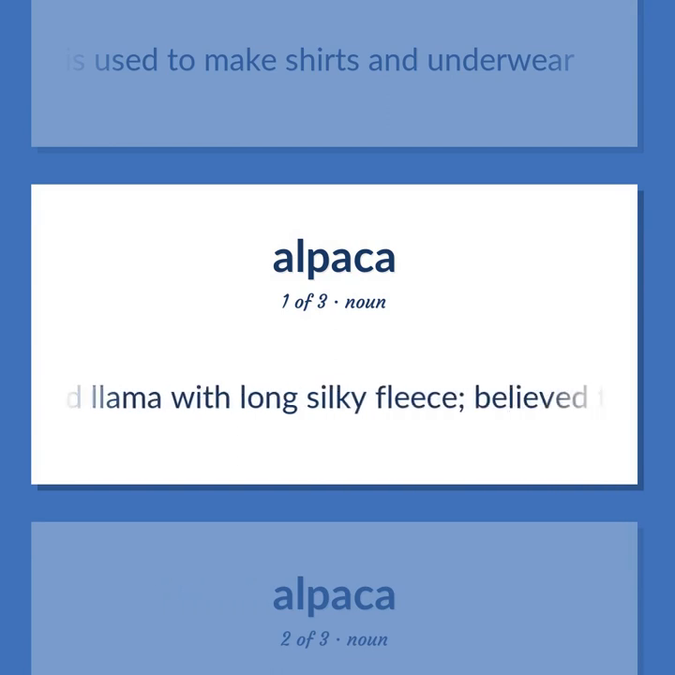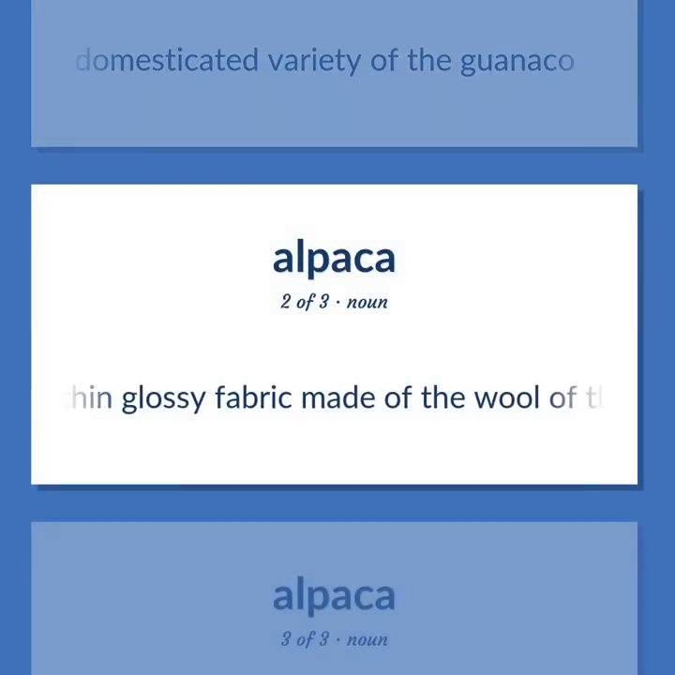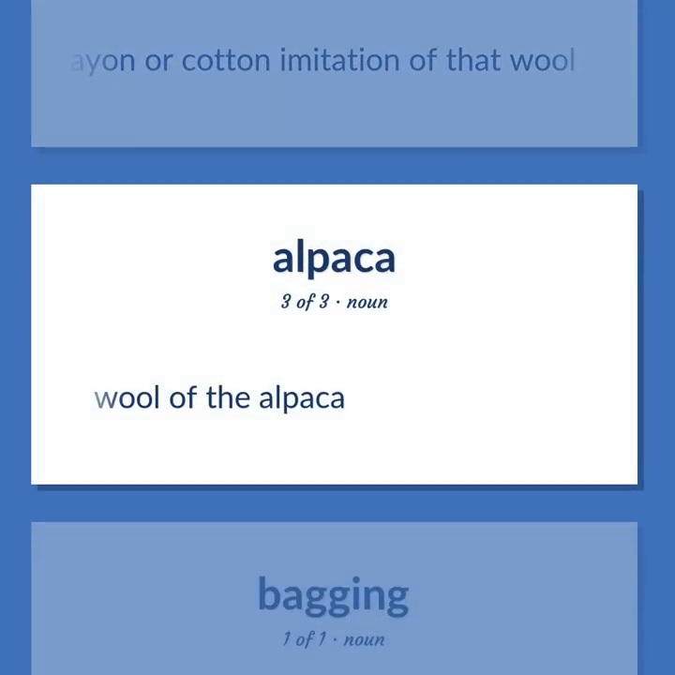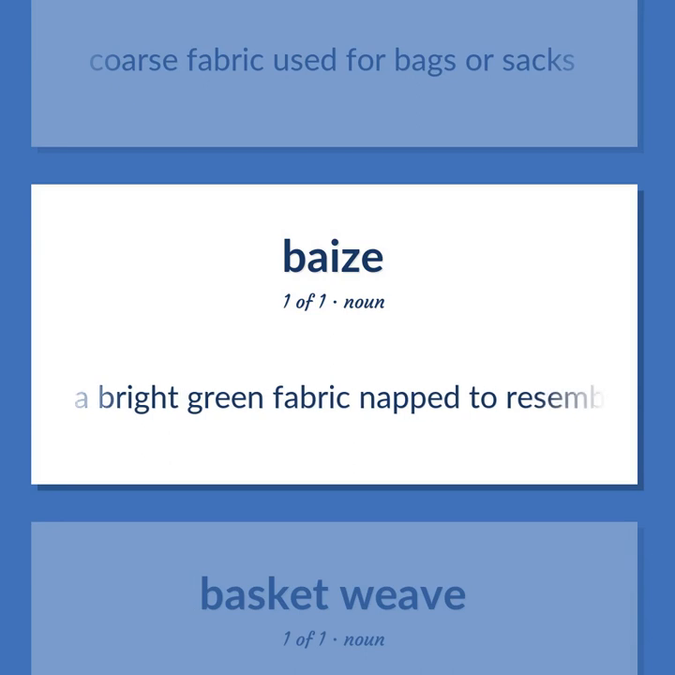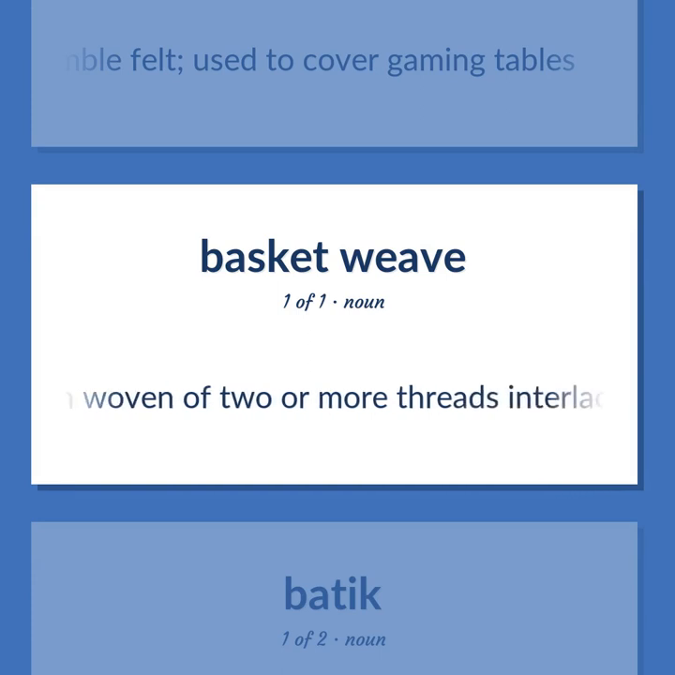Domesticated llama with long silky fleece, believed to be a domesticated variety of the guanaco. A thin glossy fabric made of the wool of the llama pacos, or made of a rayon or cotton imitation of that wool. Wool of the alpaca. Coarse fabric used for bags or sacks. A bright green fabric napped to resemble felt, used to cover gaming tables. A cloth woven of two or more threads interlaced to suggest the weave of a basket.